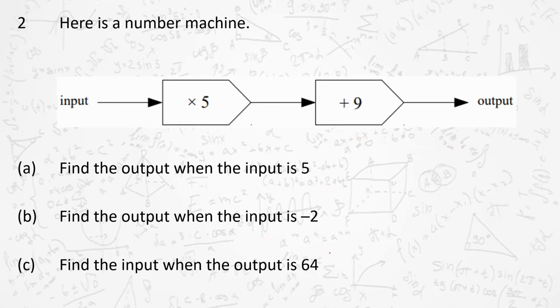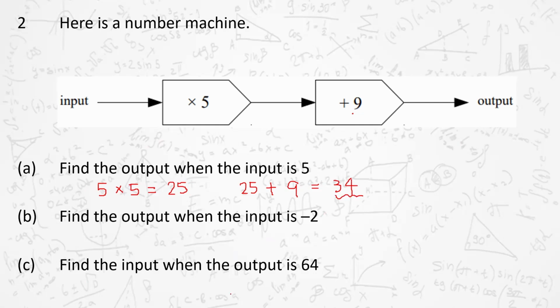Question 2. Here is a number machine. Similarly, part A, find the output when the input is 5. So we got times by 5, then plus 9. So input is 5. First step, times by 5 equals 25. The next step, 25 plus 9 equals 34. So the answer for part A is 34.